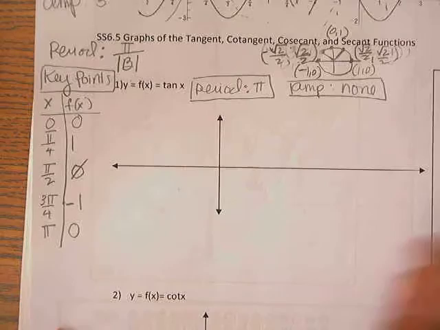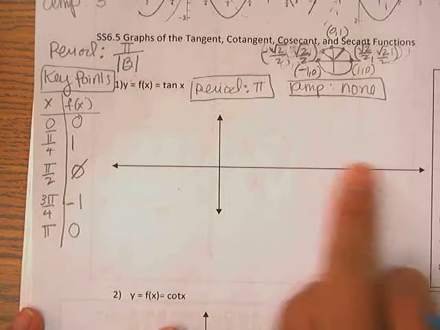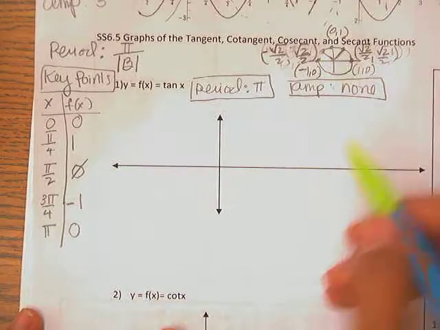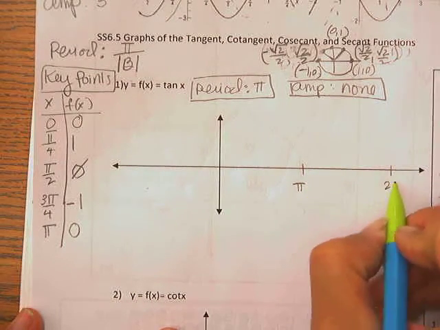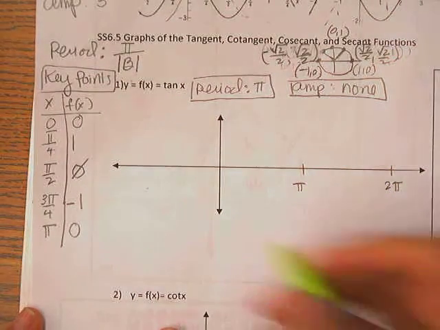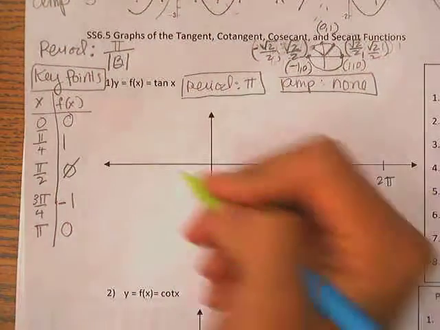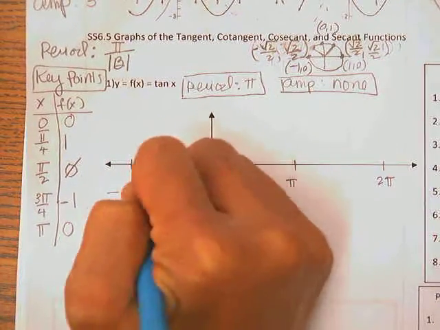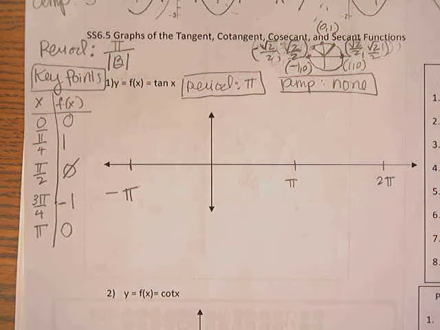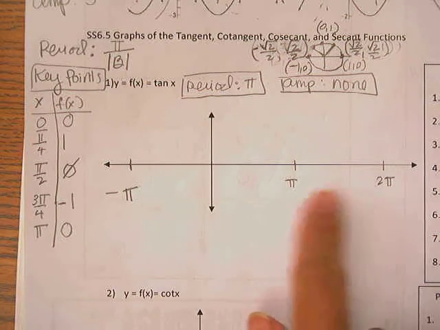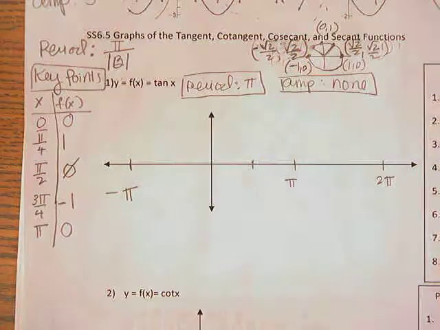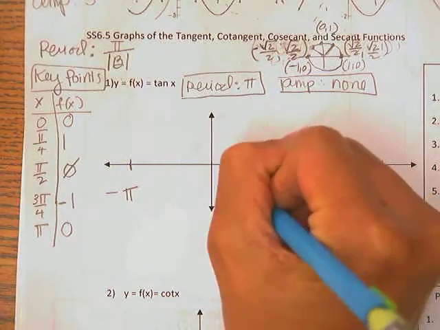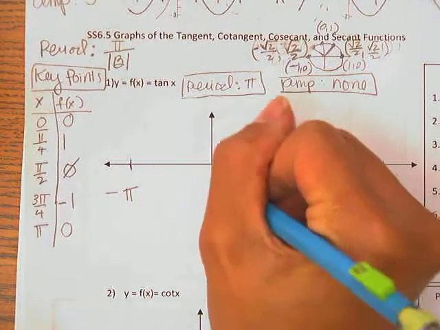I'm going to be graphing out 3 full cycles. 2 on the right because I have space, and then 1 on the left. Here's pi. Here is 2 pi. That's 2 full cycles already. And this is going to be a negative pi. Okay. And then each full period has 5 points. That means there are 4 intervals total. So half of pi is pi over 2. Half of pi over 2 is pi over 4.